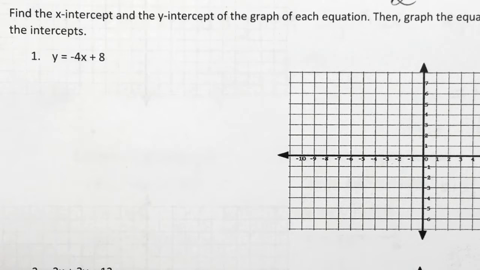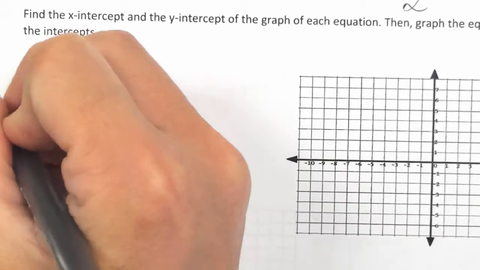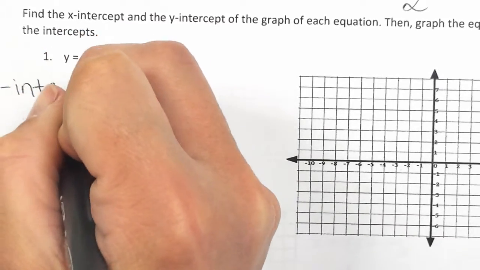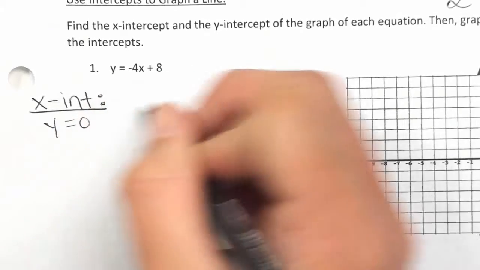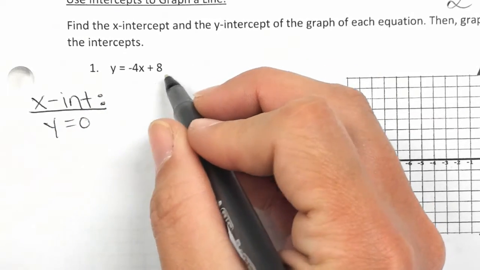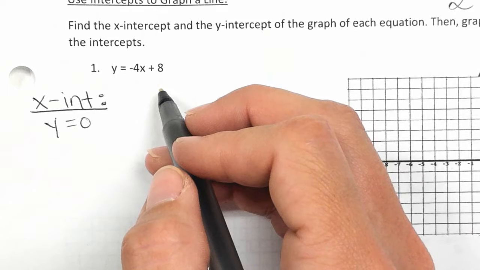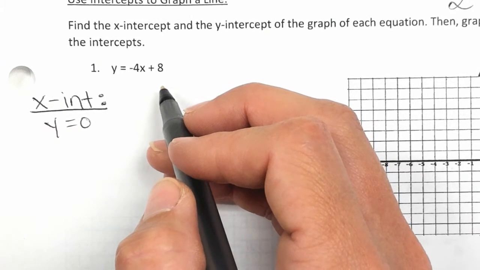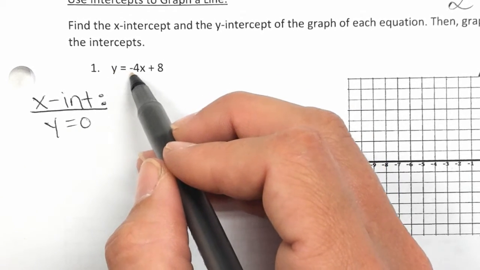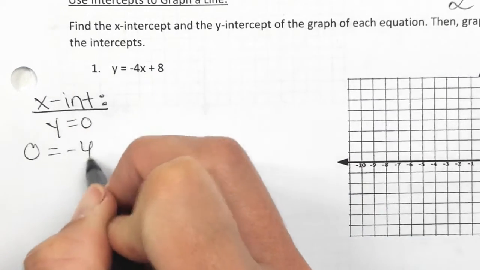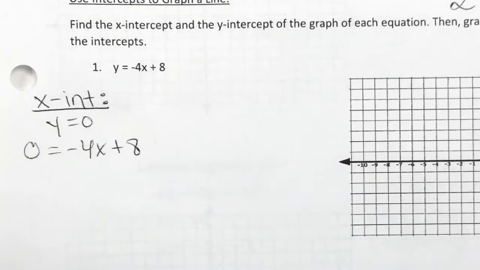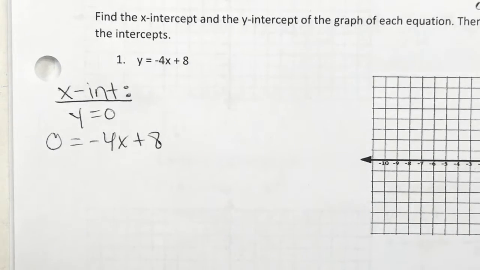So for example, to find the x-intercept, again, y is always what? 0. So let's set y equal to 0 in this equation. When I say set y to 0, that just means replace y with 0. So instead of writing y equals negative 4x plus 8, I can write 0 equals negative 4x plus 8. Very good. And now we just have to solve for x by doing what?